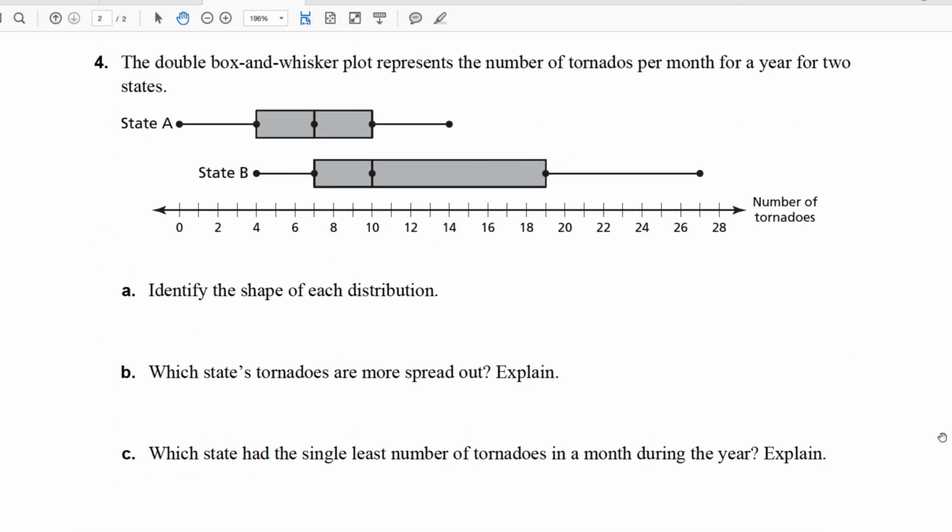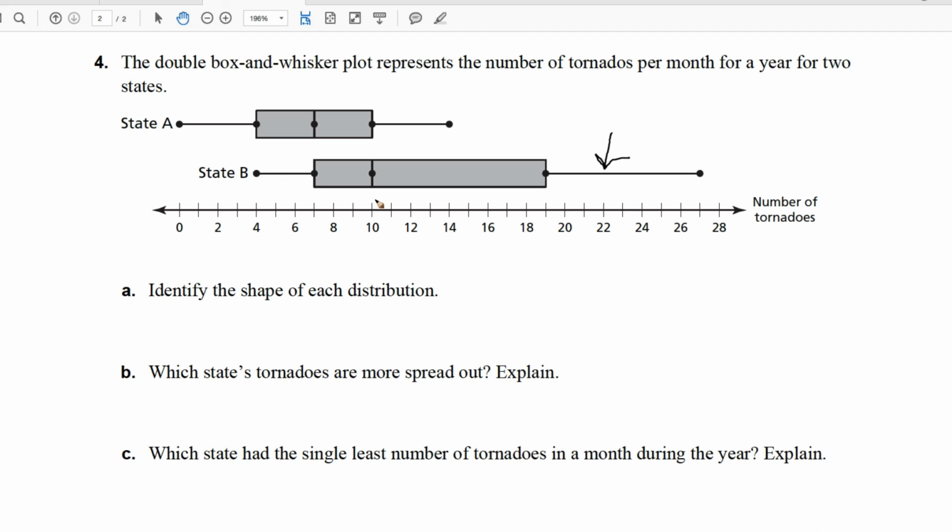Number 4, double box and whisker plots. Okay, so we're just comparing two things. This double box and whisker plot represents the number of tornadoes per month for a year for two states, State A and State B. A, identify the shape of each distribution. Well, State A is symmetric, or at least it appears pretty symmetric. State B appears more skewed to the right. How do we know that? Because the whisker on the right is longer, therefore this one is skewed right.